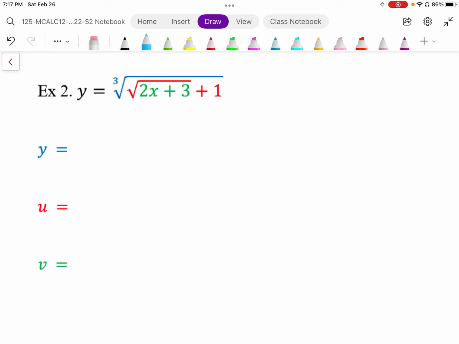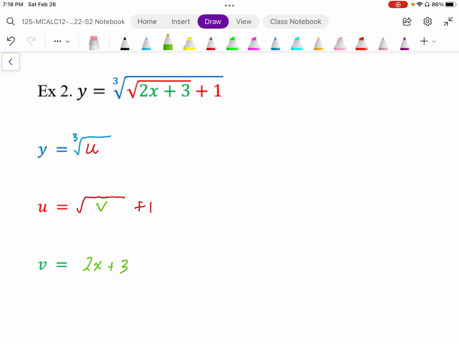But looking at this, the outermost function is the cube root function. So I'm going to write this as cube root, and the inside variable is going to be u. And that u is going to be defined by the red part of that expression, which is square root plus 1. So when we define u in the next line, u is the square root plus 1. And inside that u function is another embedded function. I need to give myself a little bit more room here to write this. So inside the u function is the next embedded function, which is v. And then that v is going to be defined by 2x plus 3.